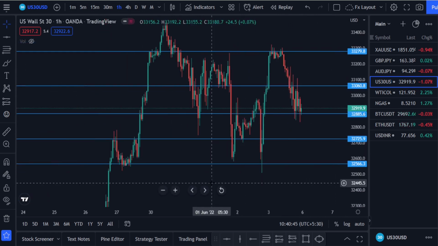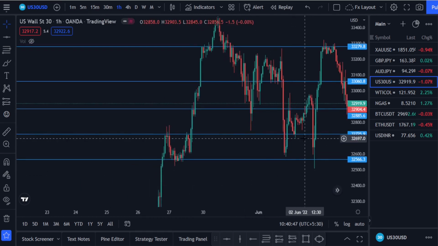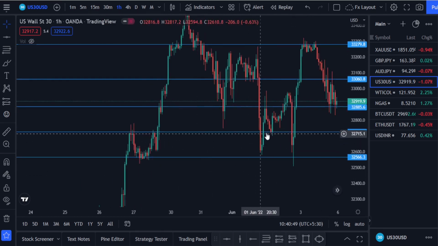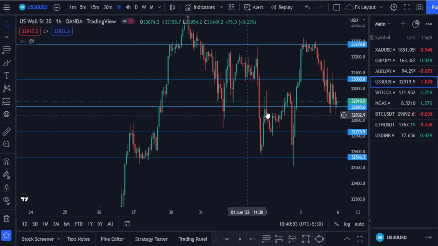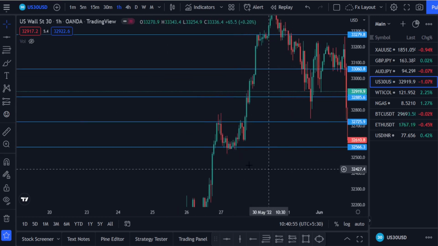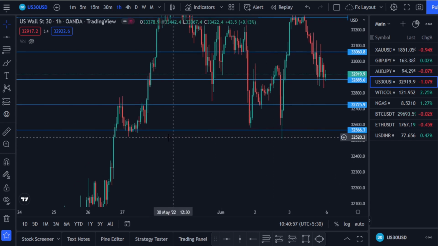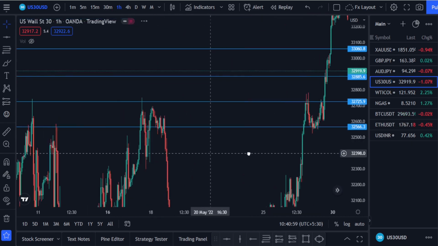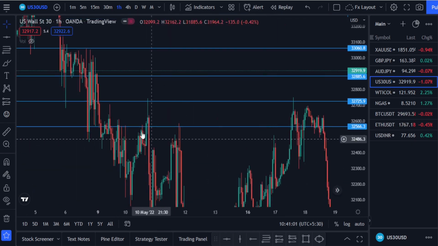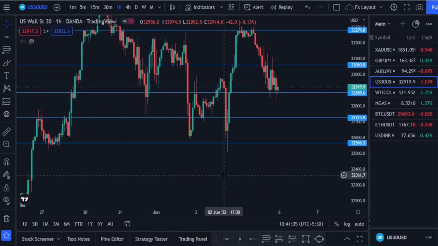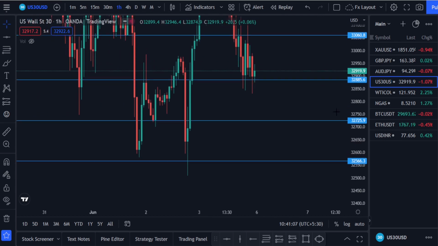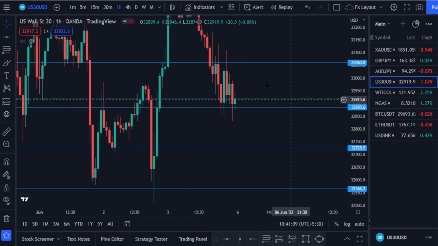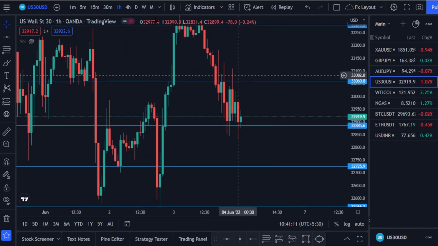If we just look left, we mark this area, and this area is perfectly respected, this area is also respected, and this area as well, multiple times respected. So all these zones have been perfectly respected in the past as well. These are pretty strong areas where we can look for some trading opportunities. Now we know that on the daily time frame we are pretty much bearish.